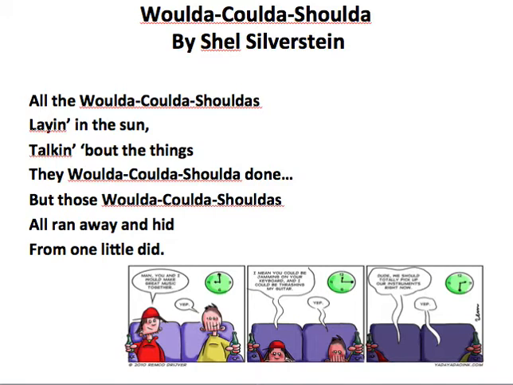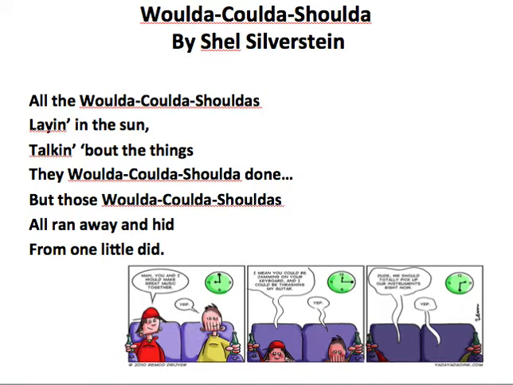Okay, so here's a great poem by Shel Silverstein that you may be familiar with, Woulda, Coulda, Shoulda. And this cute little poem neatly illustrates the difference between modality and tense. All the woulda, coulda, shouldas laying in the sun, talking about the things they woulda, coulda, shoulda done. But those woulda, coulda, shouldas all ran away and hid from one little did.